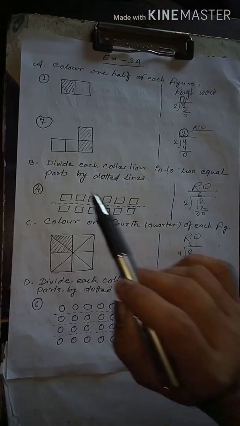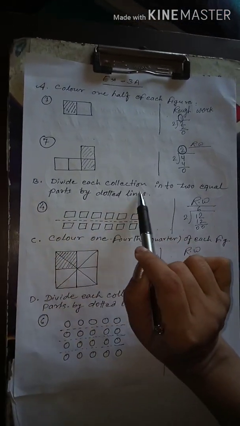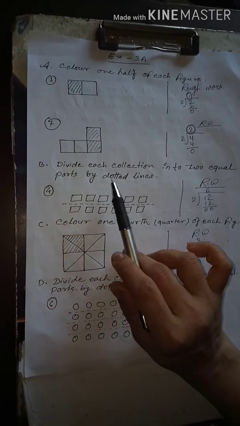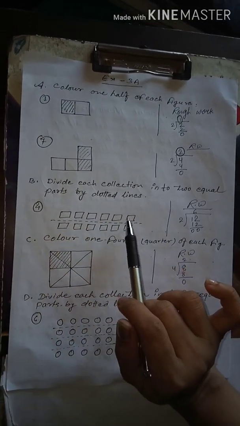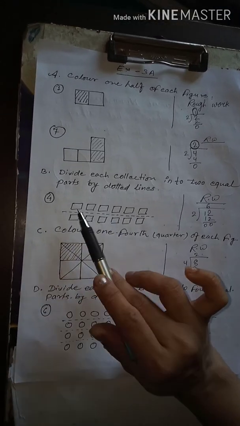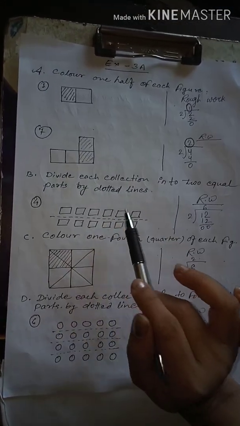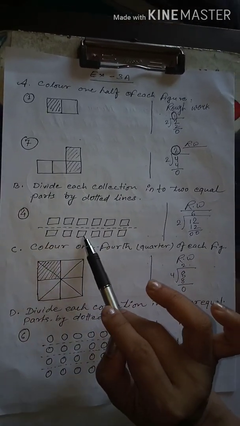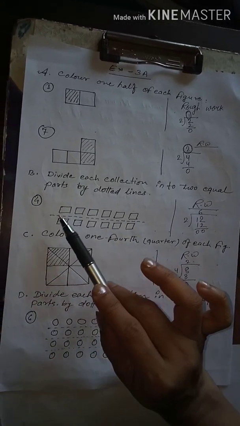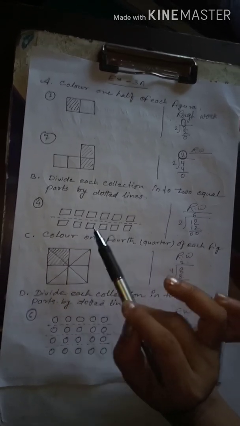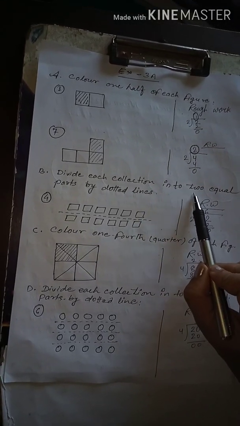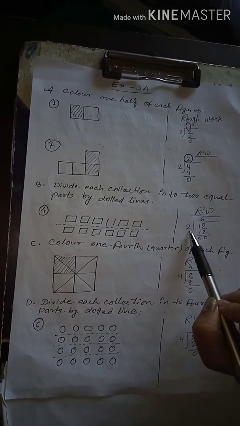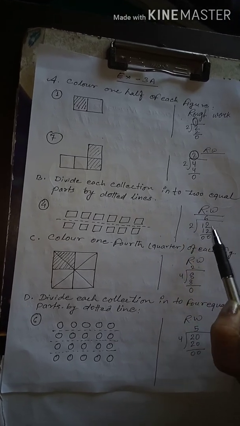Next question number B. Divide each collection into 2 equal parts by dotted line. First step, you will count total number of things in this collection. 1, 2, 3, 4, 5, 6, 7, 8, 9, 10, 11, 12. Total number of things in this collection what? 12. Now you have to divide it into 2 equal parts. So divided by 2. So 2 6s are 12.